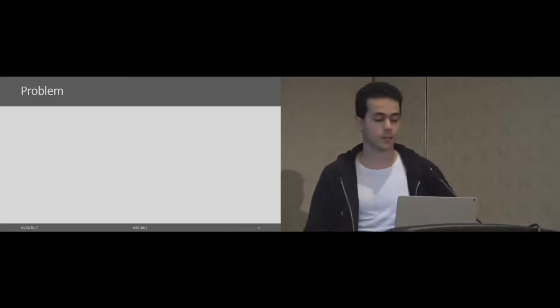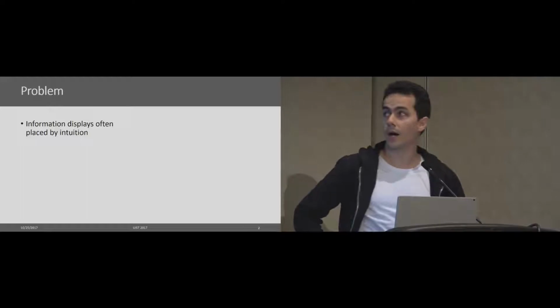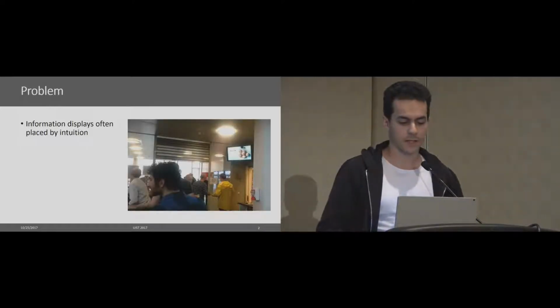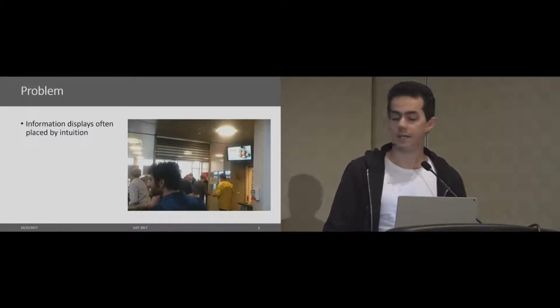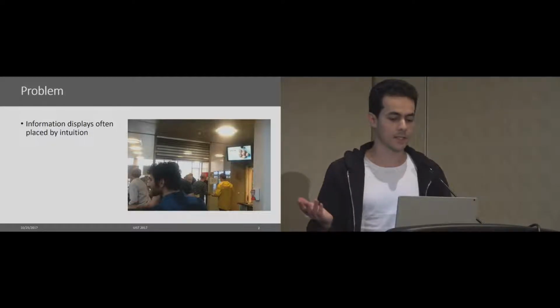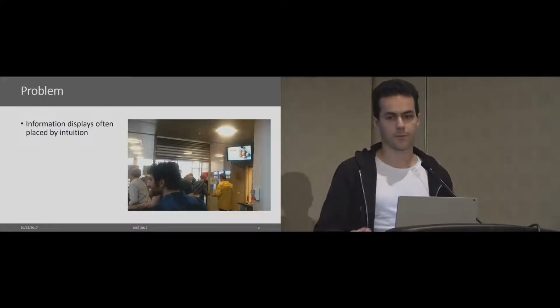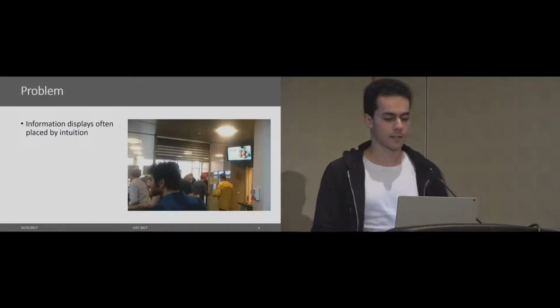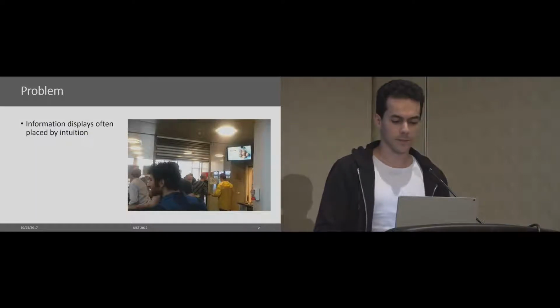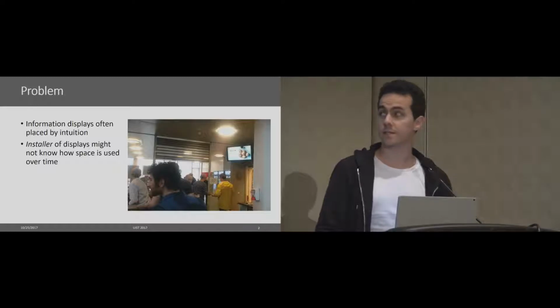So the problem we are trying to explore with this is the fact that information displays are often placed by intuition. If we're looking at that image, for example, of a cafeteria's entrance area, we can see a display in the upper right corner, which is visible in principle, like you can see it, but the people in that space are mostly busy with picking up their trays and cutlery and so on, so they're not necessarily looking at that display. And so it's important that the installer actually knows how the space is used in the end, and that's often not the case.